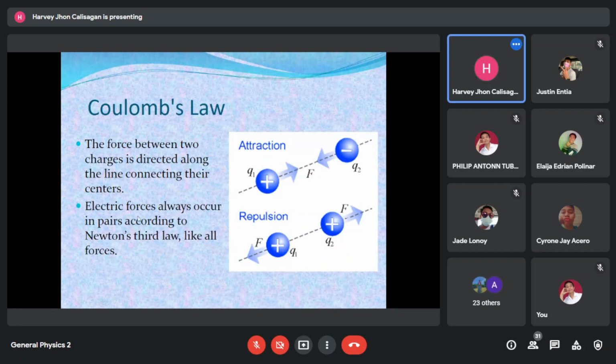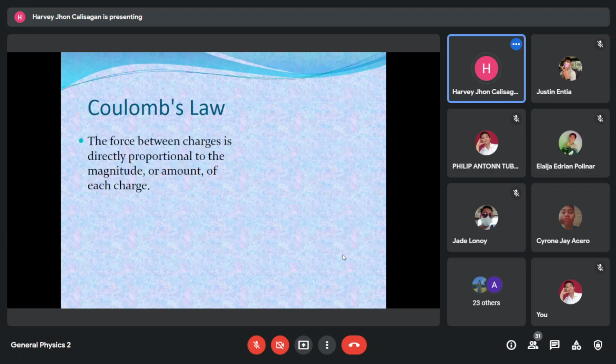So this is how we illustrate the statements. The force gets stronger when they are moving closer, and the charge also gets stronger, or the force is also stronger when they are moving away. Regardless of whether they are reacting by attraction or repulsion, as long as those charges have a very large amount, the force also has a very large result. The force will always be affected by the charges. So the force between charges is directly proportional to the magnitude, or the amount, of each charge. This is how we interpret the statement.